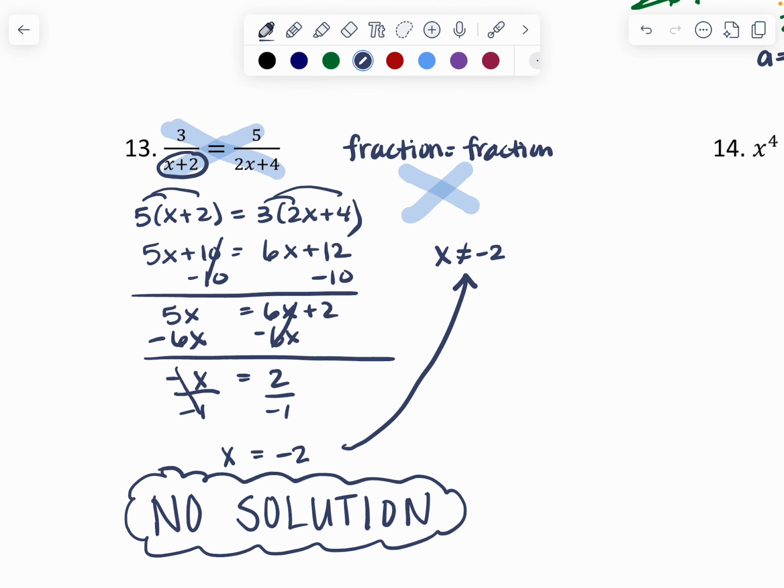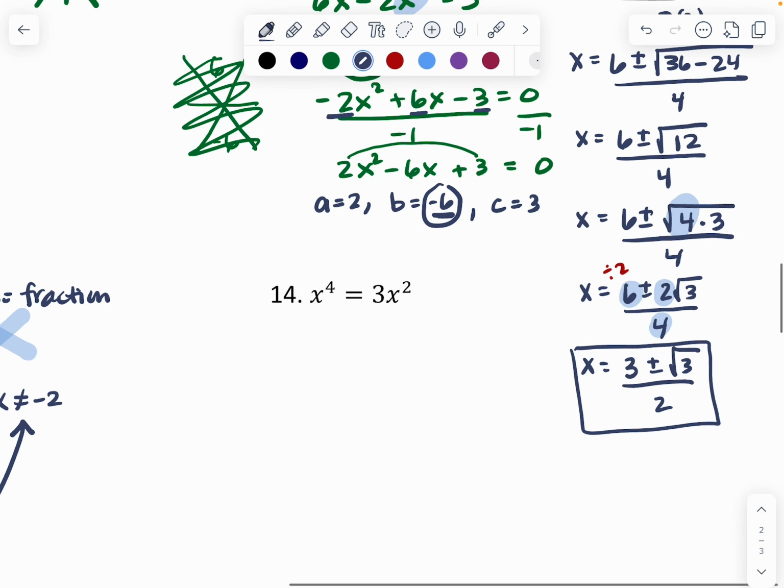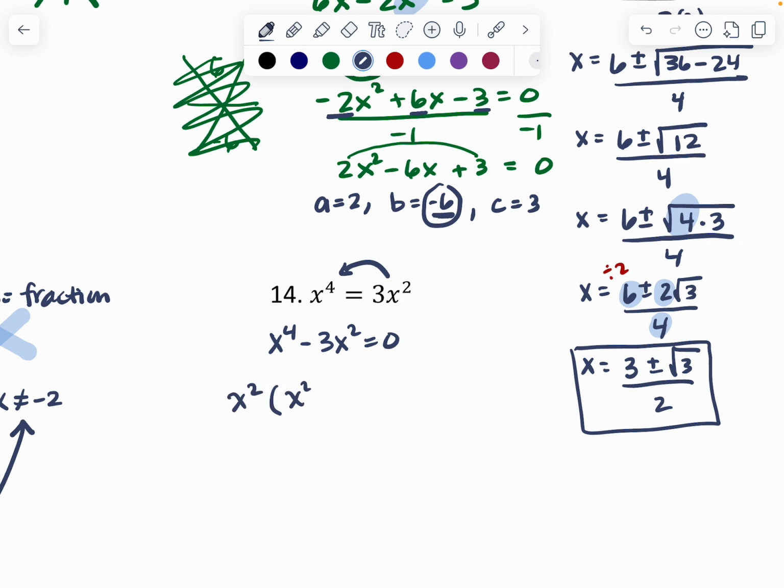All right, and then number 14. Okay, you guys, again, see a crazy little equation here, set it equal to 0 and try to factor. That's like your whole goal with most of these, okay? So I'm going to move the 3x squared to the other side and get x to the 4th minus 3x squared equals 0. And then I'm going to factor. It looks like I can take out an x squared out of both of these, leaving me with an x squared minus 3 equals 0.